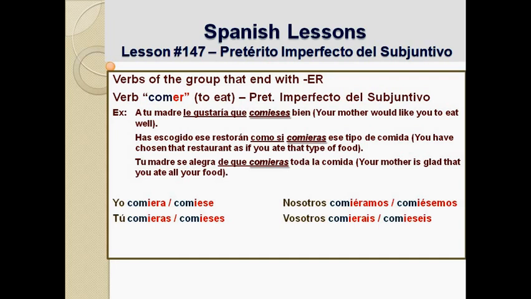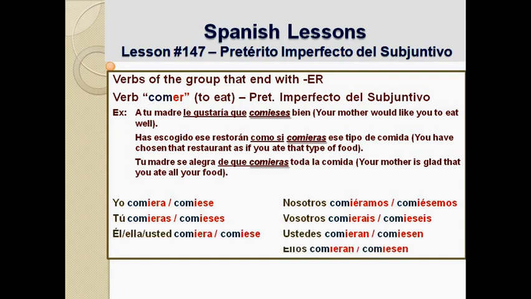So let's conjugate for the subject pronouns in the plural and the singular. Yo comiera or yo comiese. Tú comieras or tú comieses. Él or ella or usted comiera. Él or ella or usted comiese. Nosotros comiéramos. Nosotros comiésemos. Vosotros comierais. Vosotros comieseis.